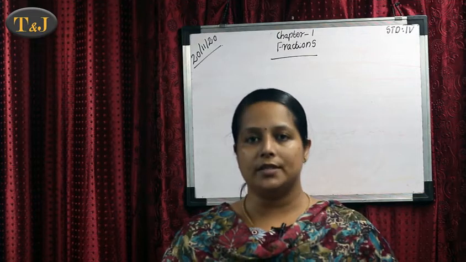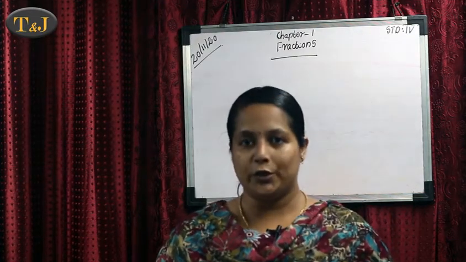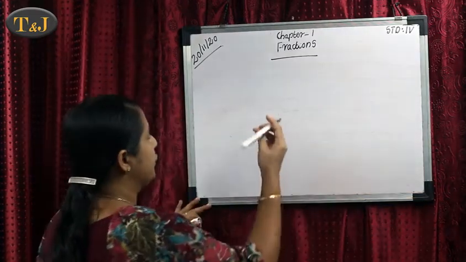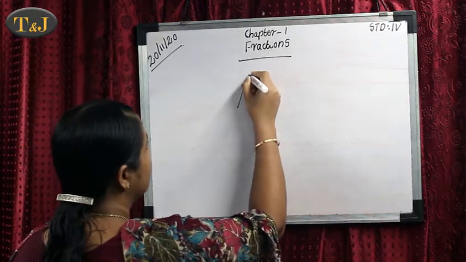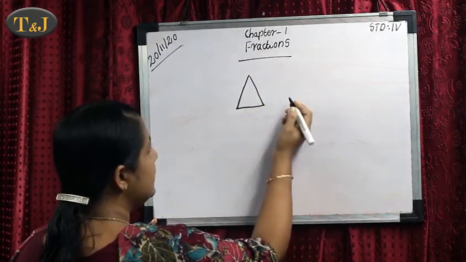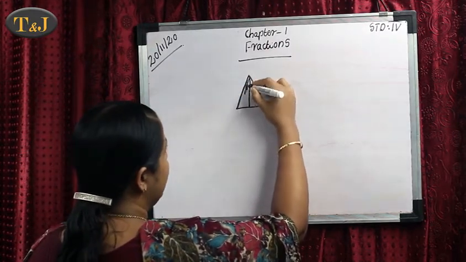Our first chapter is chapter 1, fractions. Fraction means a part of a whole. Suppose given the figure, one triangle is given for you. It is divided into two equal parts. One part is shaded.